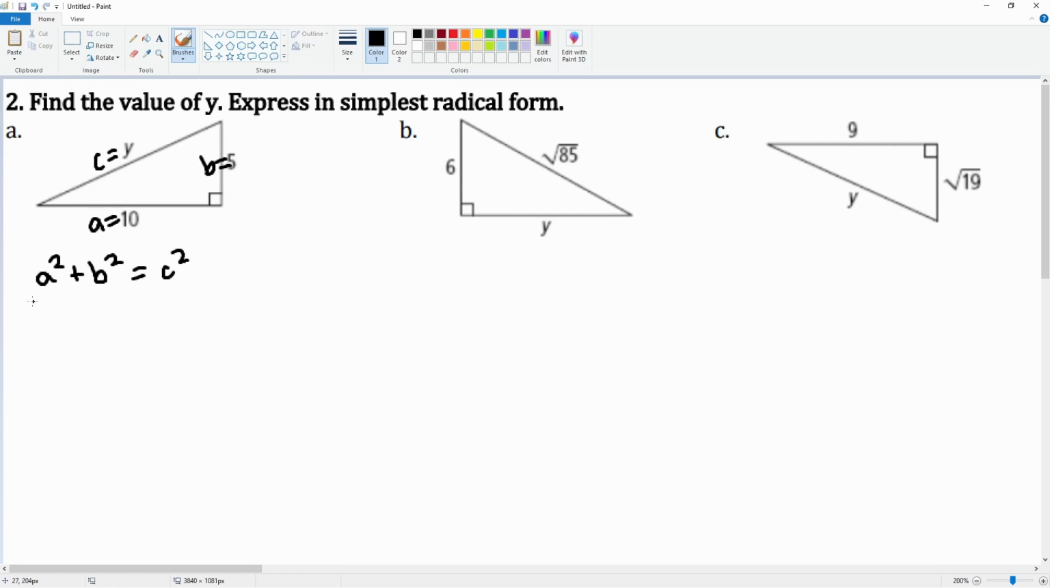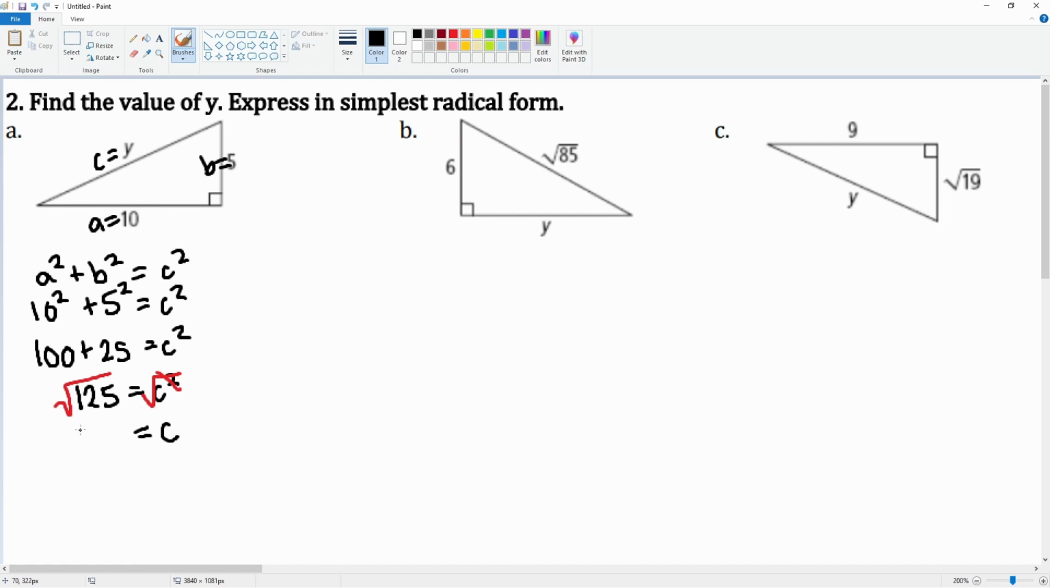So let's plug it in. 10 squared plus 5 squared is equal to c squared. 10 squared is 100, plus 5 squared is 25, is equal to c squared. 100 plus 25 becomes 125, is equal to c squared. To get rid of the square, we square root both sides. This cancels, leaving you with just a c.